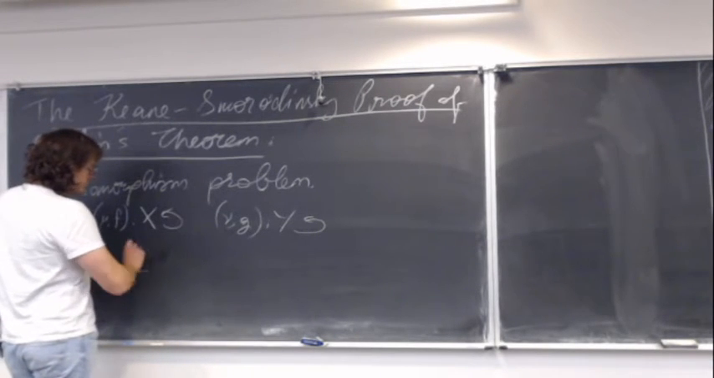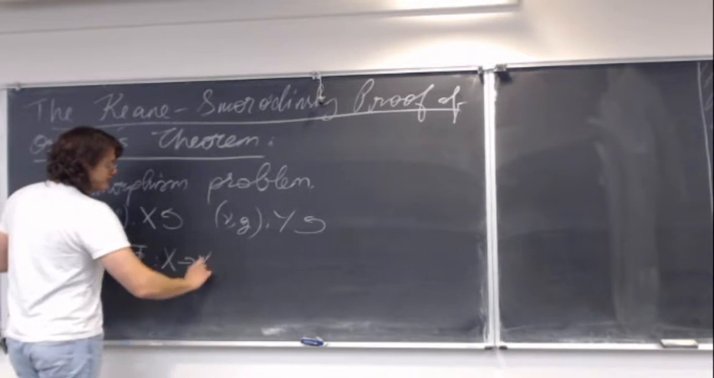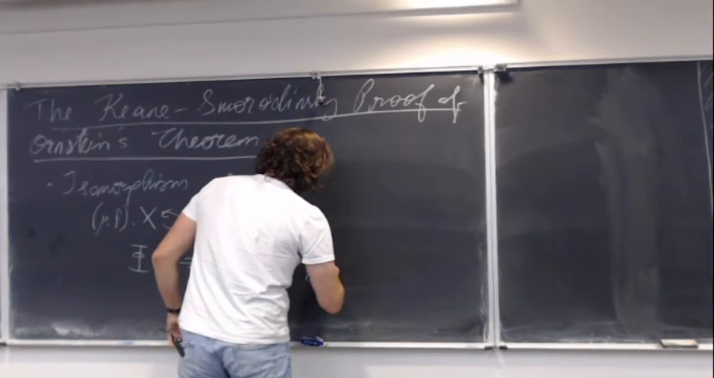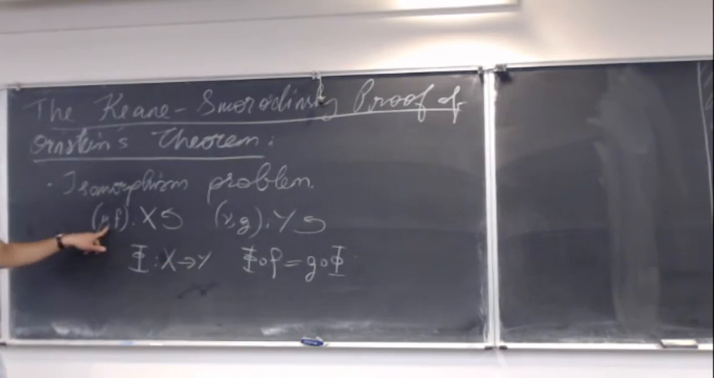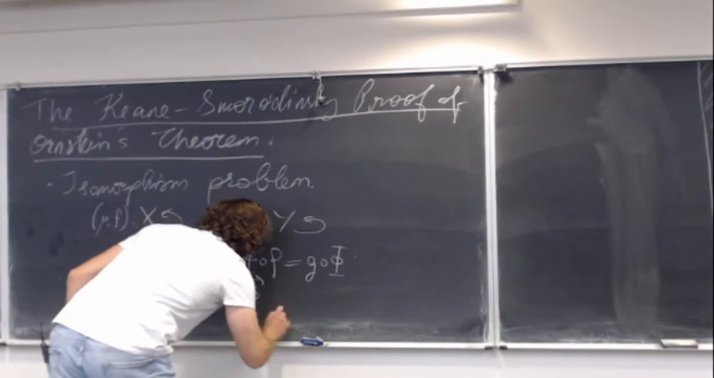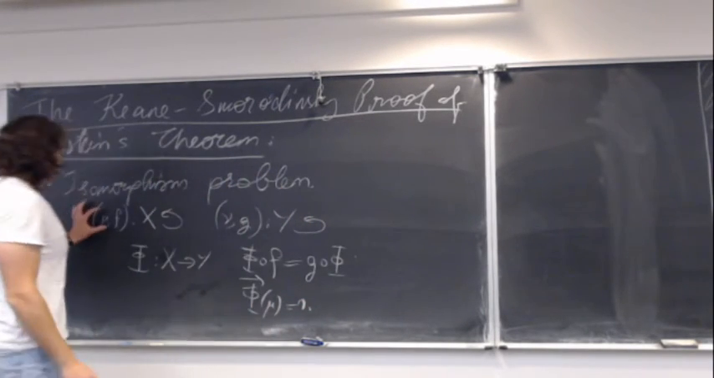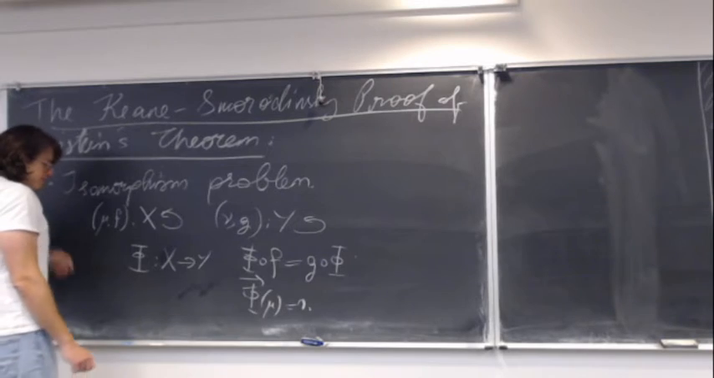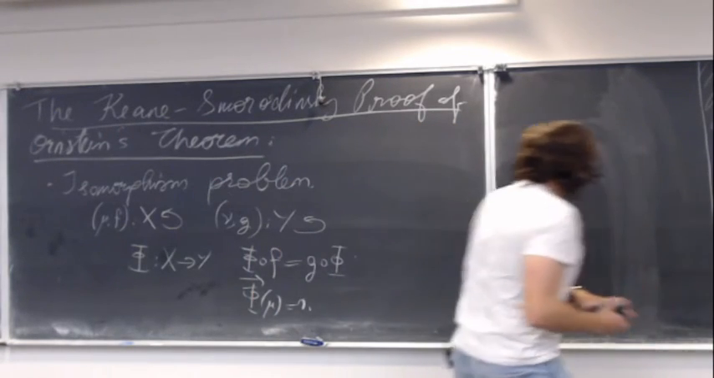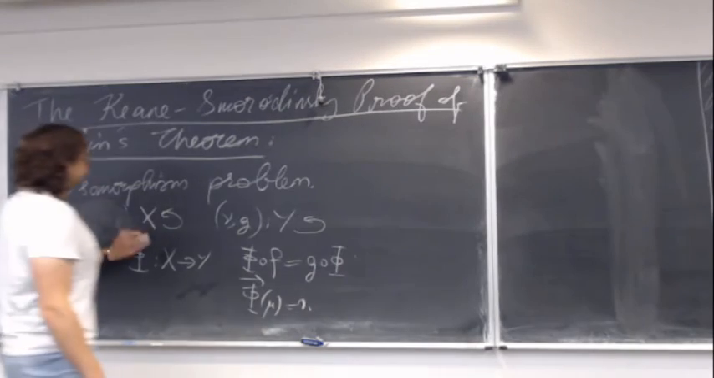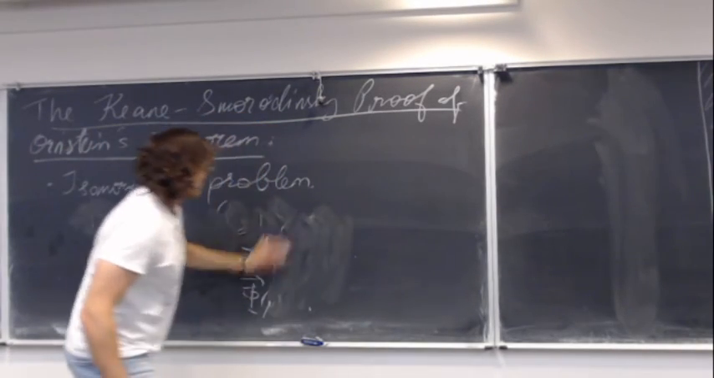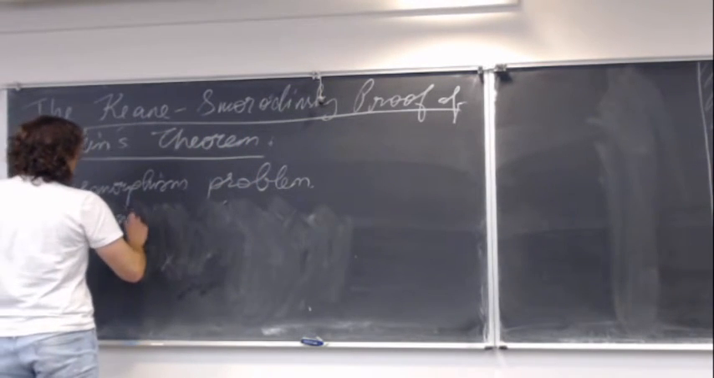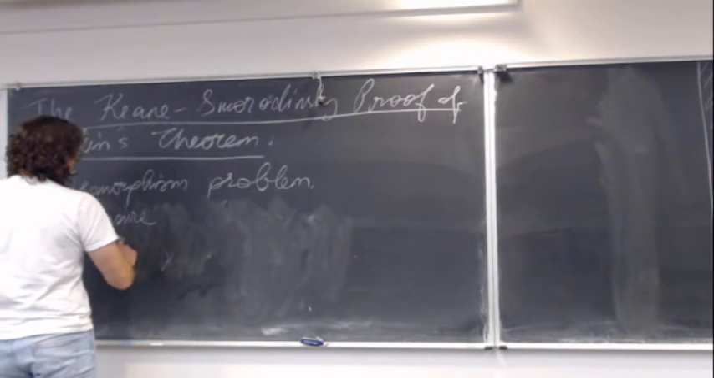So the standard way would be to say that there's a phi from x to y such that phi conjugates f and g, and hopefully it's going to preserve the measure as well. So it takes this measure here to this measure there. This is the strongest, in a sense. This is the measure theoretical isomorphism.